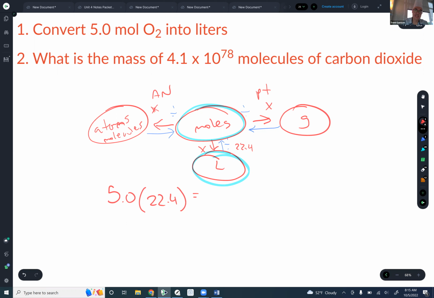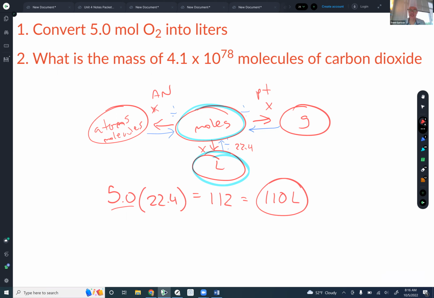All right, so I'm going to end up with 5 times 22.4, which is exactly 112. Well, the only problem is I got 2 sig figs, so your answer actually, ironically, ends up being 110 liters, so that it does have the correct number of sig figs.